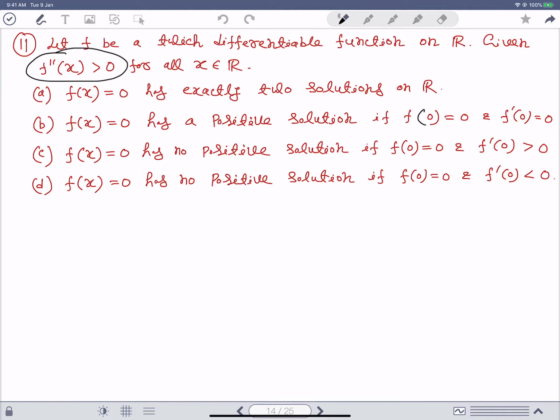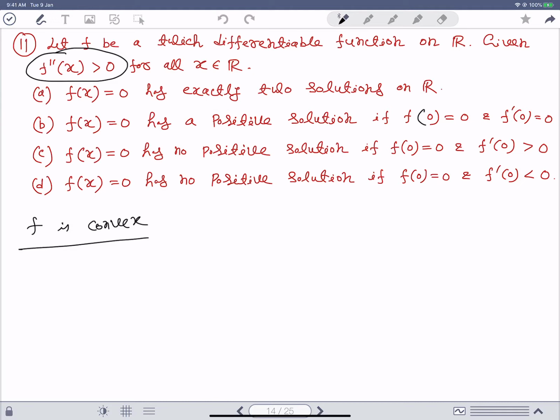So, it is a convex function, right? Now, this says f is convex. So, after this problem I shall talk about the convexity. Okay. Now, since f is convex, first of all this one says f x equal to 0 has exactly 2 solutions.